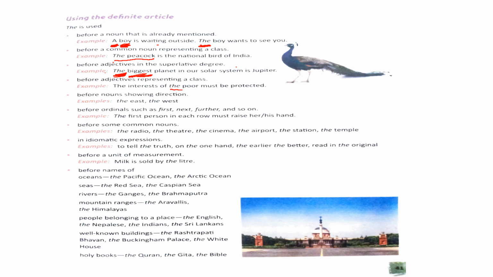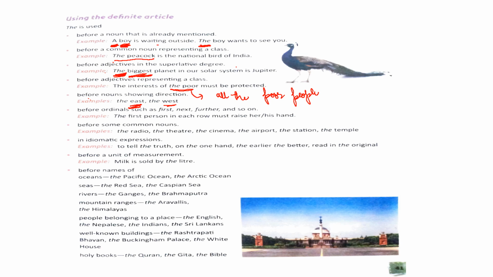Here the poor is referring to all the poor people. It is representing a group, a class. So you use the article the. Next is before nouns showing direction, like the east, the west. So before directions also you must use the article the.